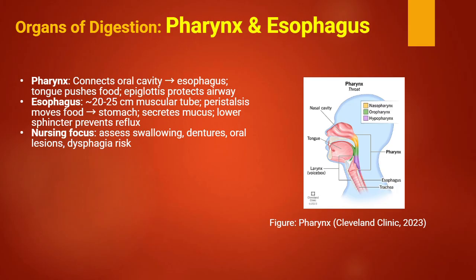The esophagus is a muscular tube about 20 centimeters long that extends from the pharynx to the stomach. Its job is to propel food downward through coordinated muscular contractions called peristalsis.